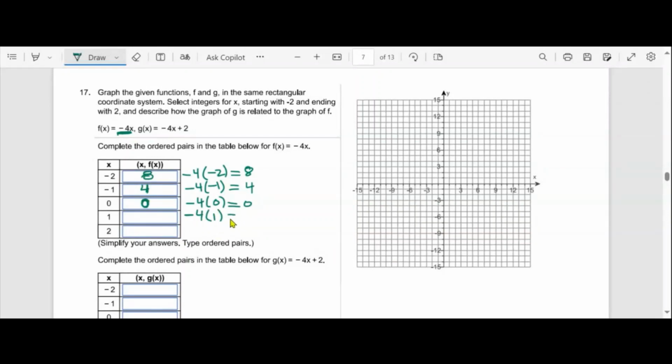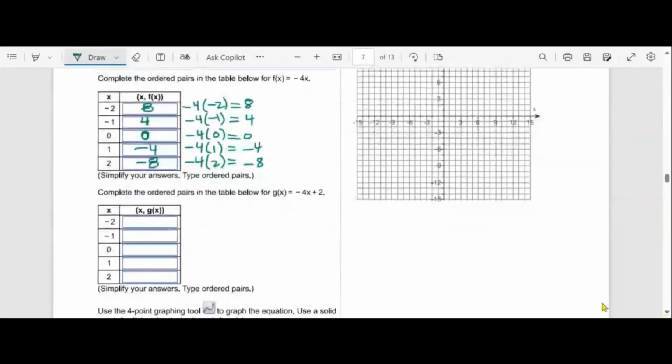Then -4 and 1. How much? -4. Sorry, -4 and 2 gives -8. Is this clear? Yes. What about the one here? The next one is going to be what? We could try the 0. If you put 0, -4 times 0 is 0, so it's going to be 0 plus 2. The answer is 2.